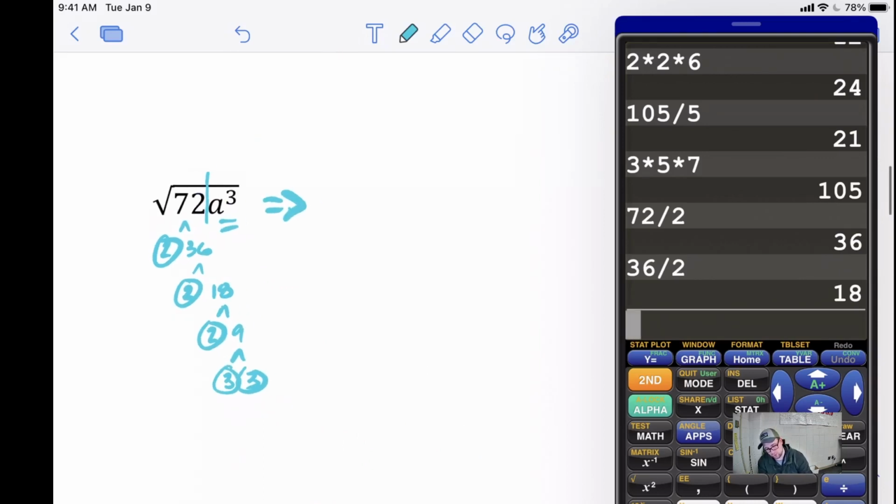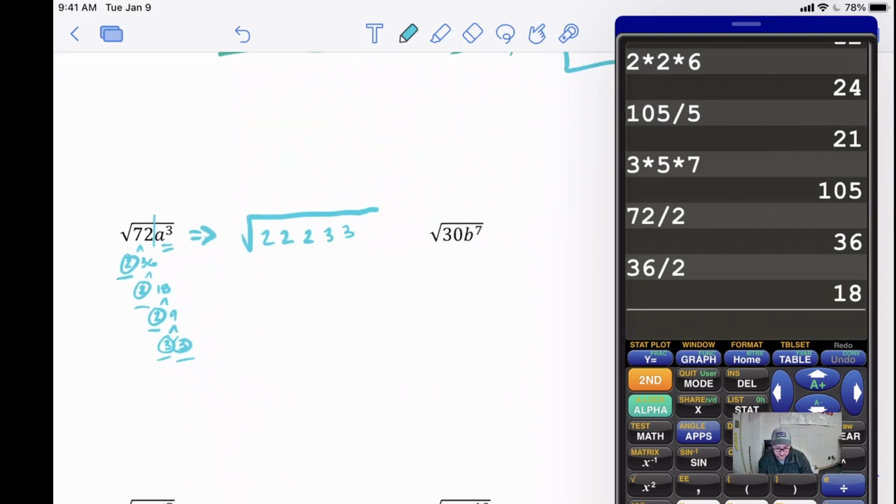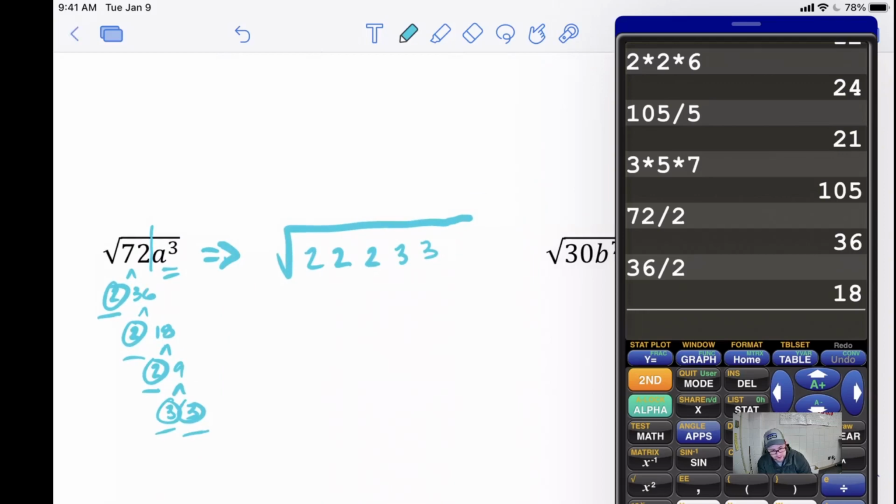So we're going to rewrite it, and we're going to say 2 times 2 times 2 times 3 times 3, right? Just because all of those are my circles. And now when you have a letter inside, you just want to write that same letter as many times as that exponent has. So this one's a to the third, so I'm going to have A, A, A.